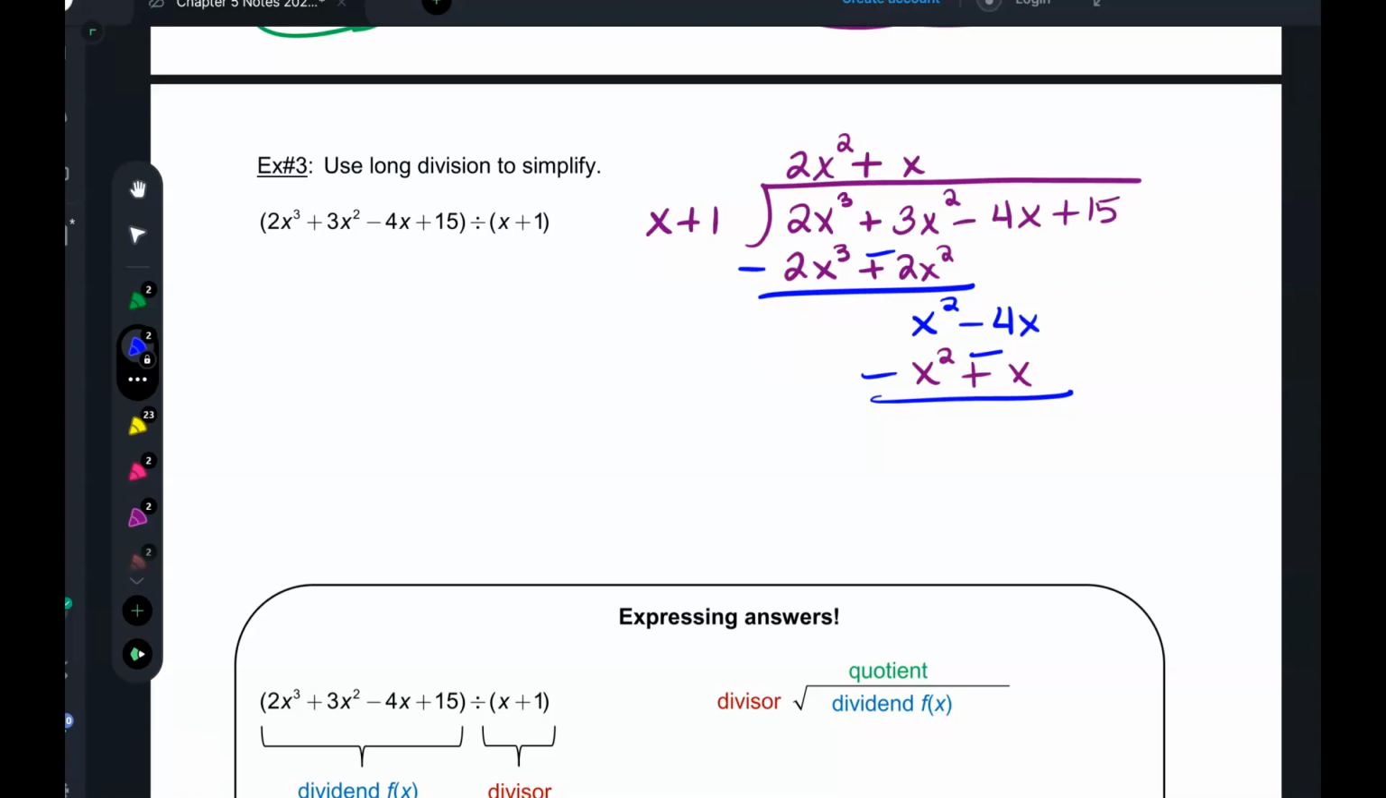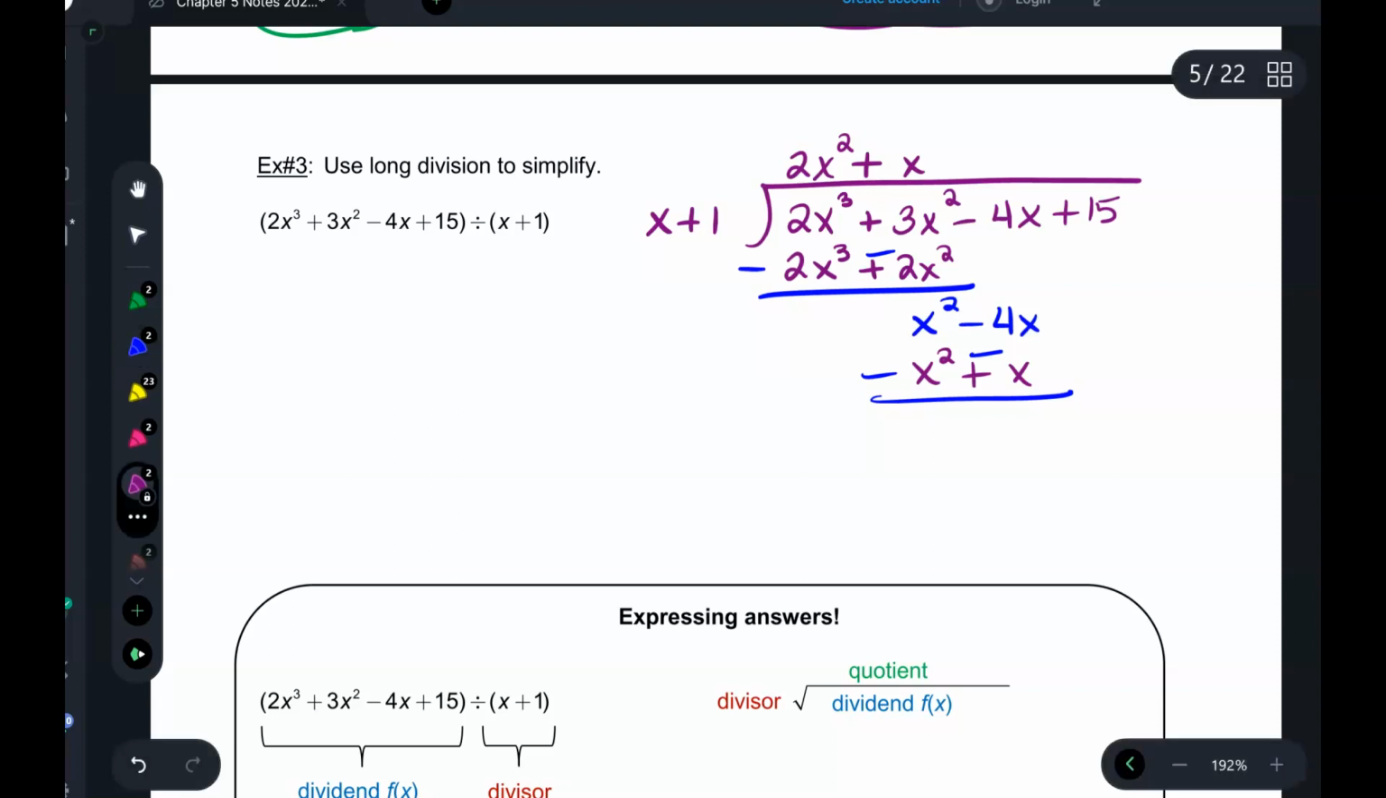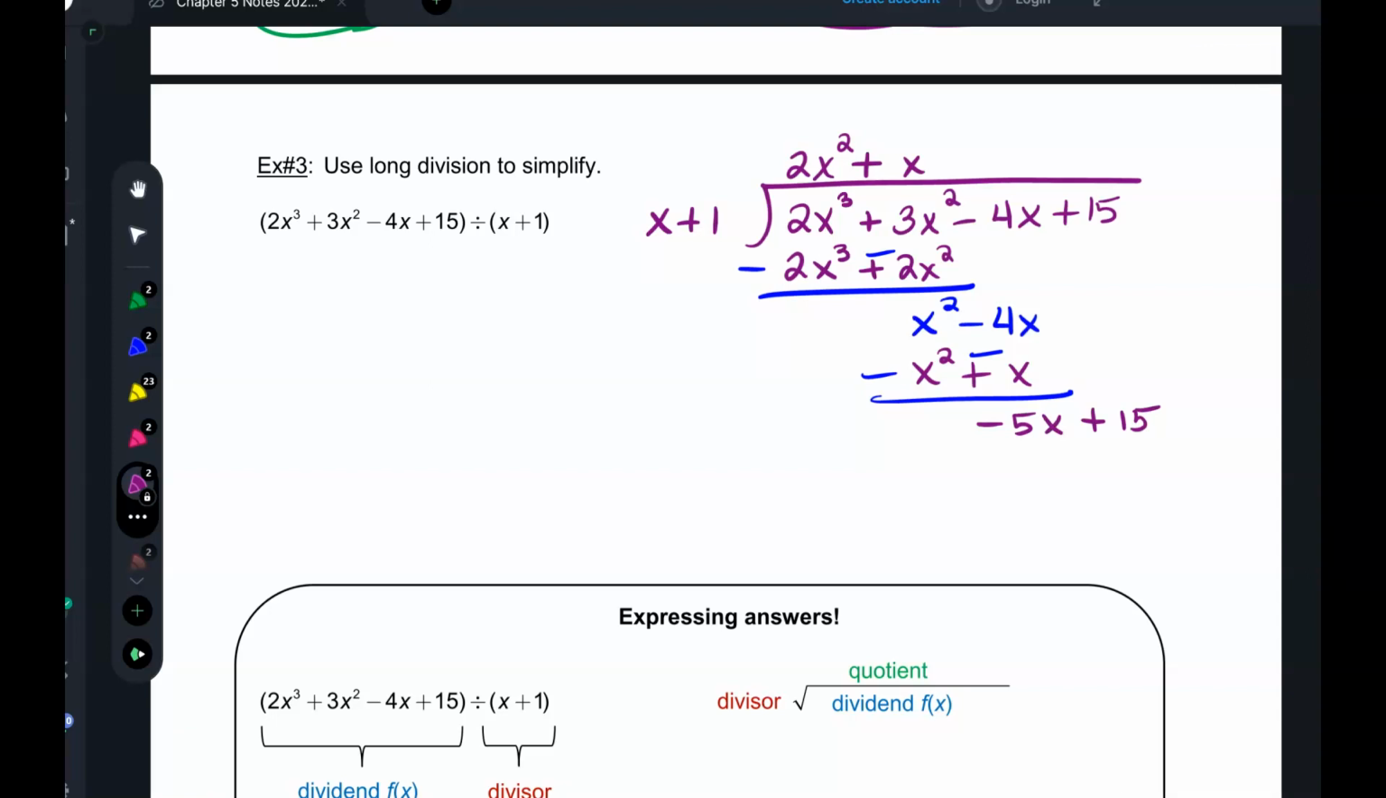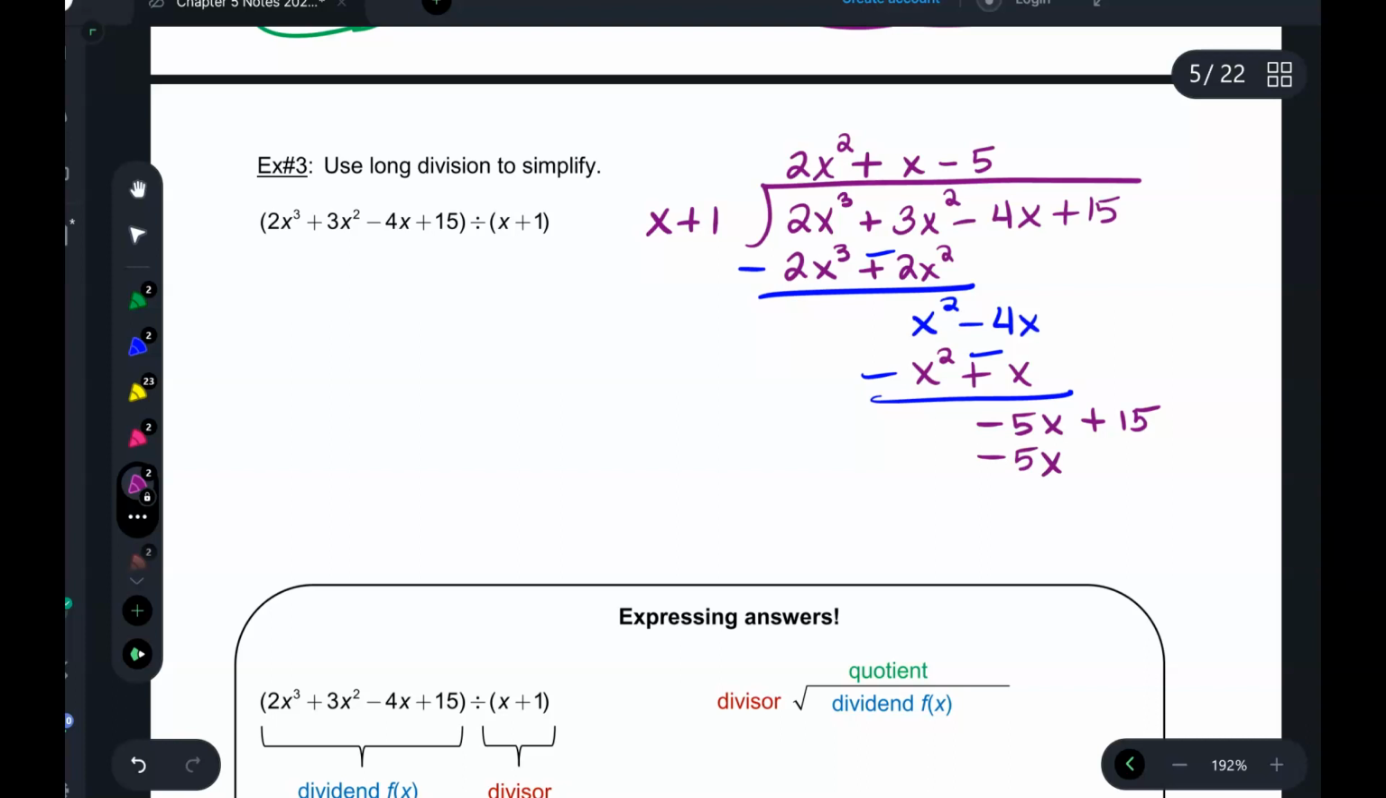What's this going to end up giving us? Negative 5x plus 15. Almost done. This is the last step. Negative 5. So negative 5x minus 5. Change those signs and combine. So what do we get for our remainder this time? 20. So up here, I'm just going to write the answer this time.